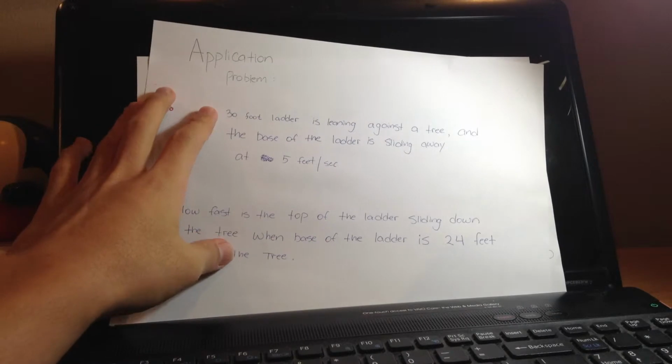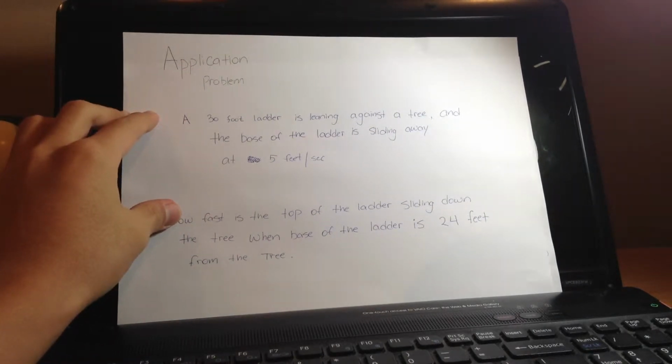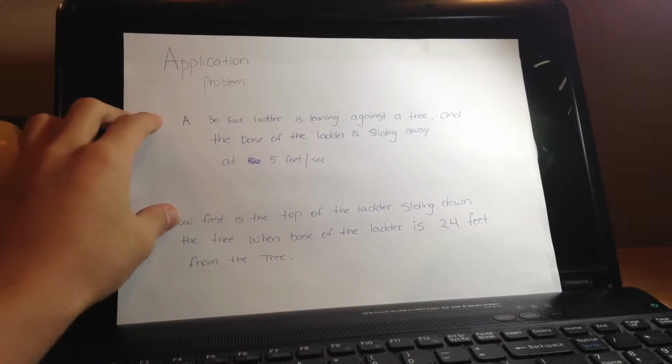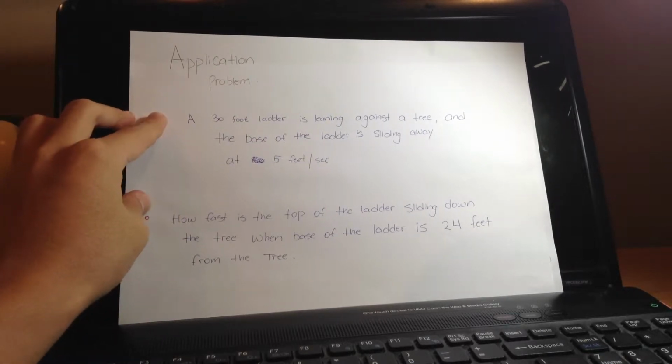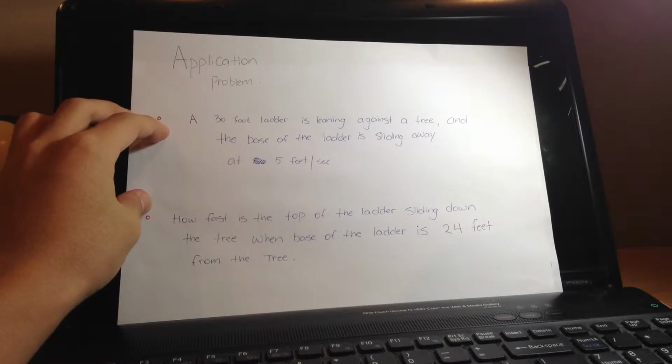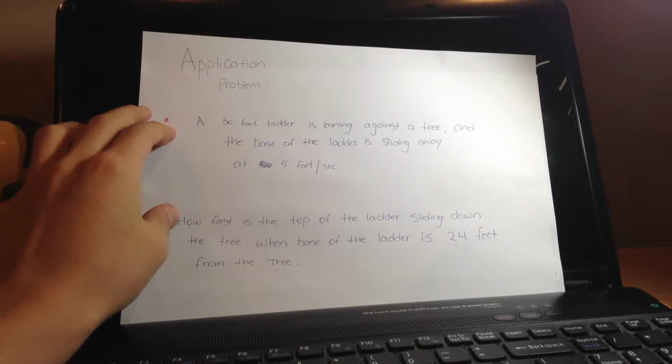So here is an application problem, and it says a 30-feet ladder is leaning against a tree, and the base of the ladder is sliding away at 5 feet per second. How fast is the top of the ladder sliding down the tree when the base of the ladder is 24 feet from the tree?